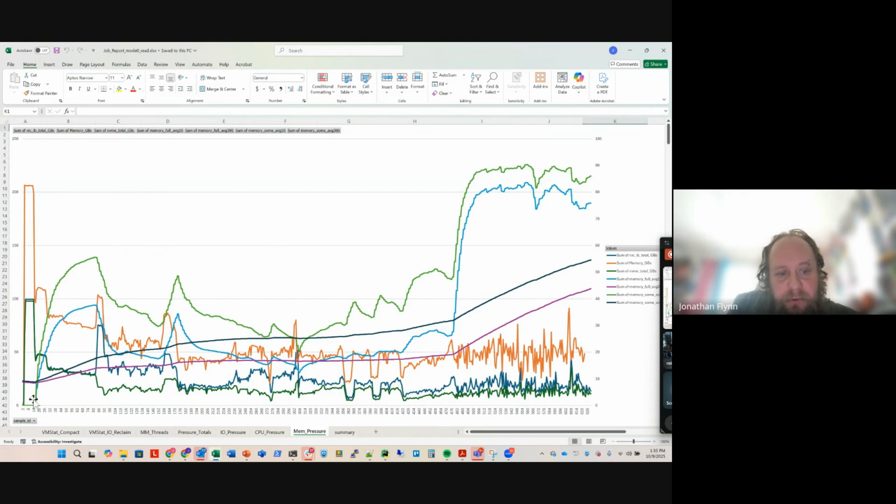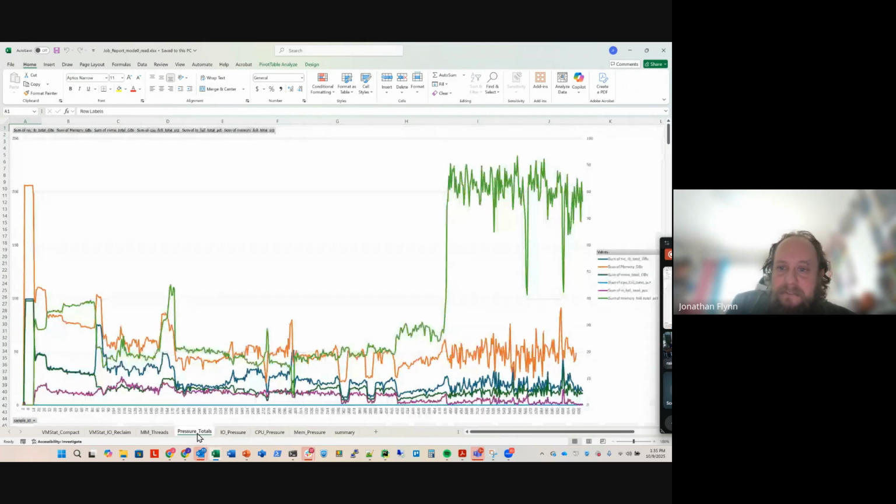We can see our memory pressure kick in very similarly to before. A bigger gap between full blockage and some blockage. But then we get out here to that 476 second range. And again, we see this massive spike in pressure, all the way up into that 80 to 90% range. With that, the pressure totals show a similar picture.